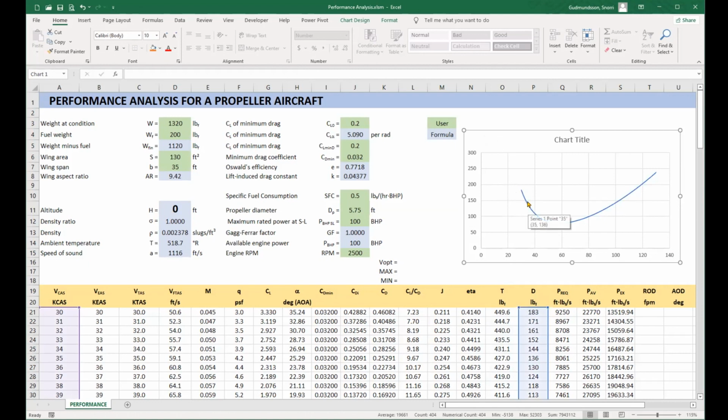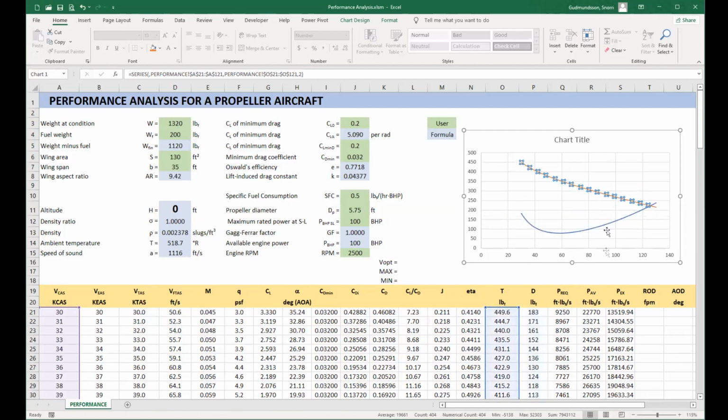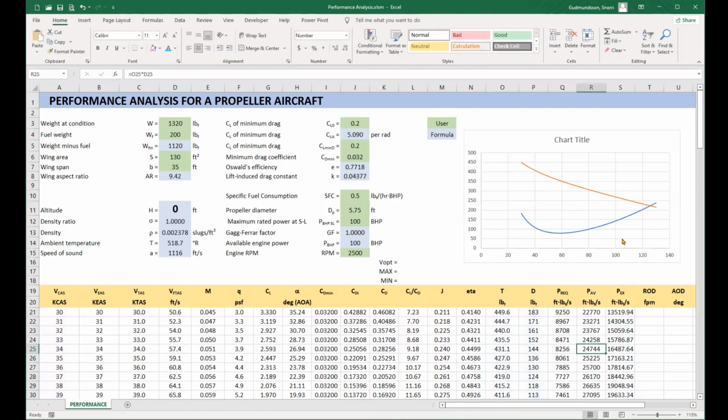Let's co-plot the thrust. Here's a fast way to add another series to a graph in Excel. Click on the current curve and copy the series string from the entry box as shown here. Click somewhere on the graph to clear the entry box. Paste the series string and change the last number, the curve ID, to 2. Hit enter.